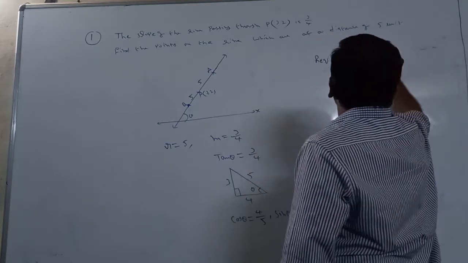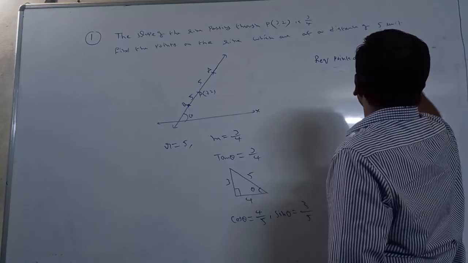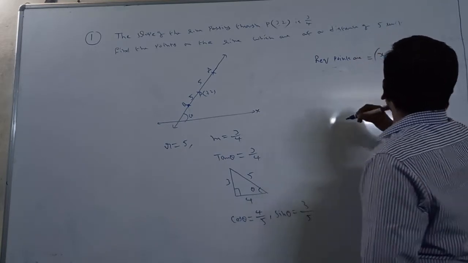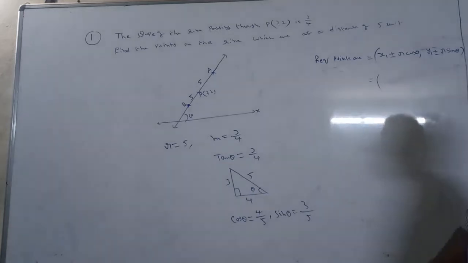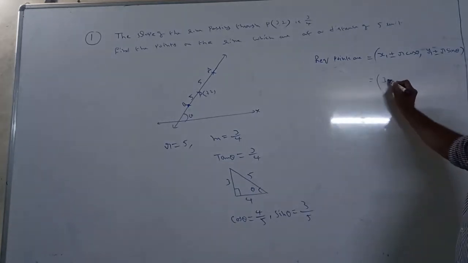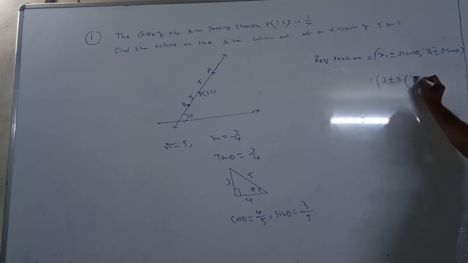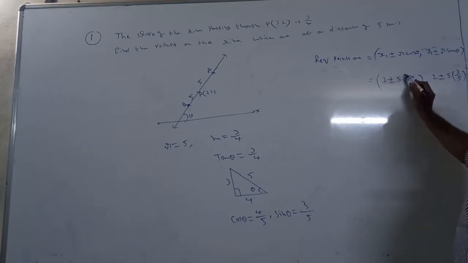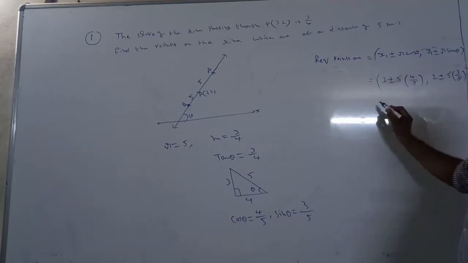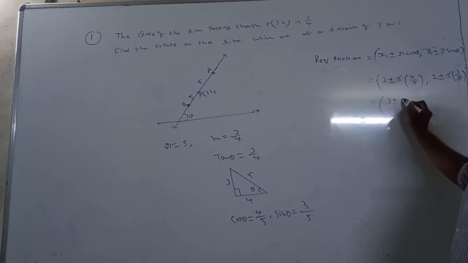So our required points are x equal to x1 plus or minus r cos theta, comma y1 plus or minus r sin theta. Our point is x1, y1: 3 plus or minus 5 into cos theta, which is 4 by 5, comma y1 is 2 plus or minus 5 into sin theta, which is 3 by 5. So 5 and 5 cancel, 5 and 5 cancel. So we got 3 plus or minus 4, 2 plus or minus 3.